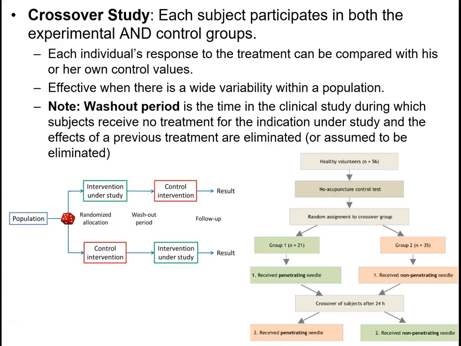So there's advantages and disadvantages to doing this type of study. So comparing an individual's responses to their own control values can be really beneficial for certain things because of varying genetics or environmental factors. But it can also skew some of the data depending on exactly what we're trying to measure.